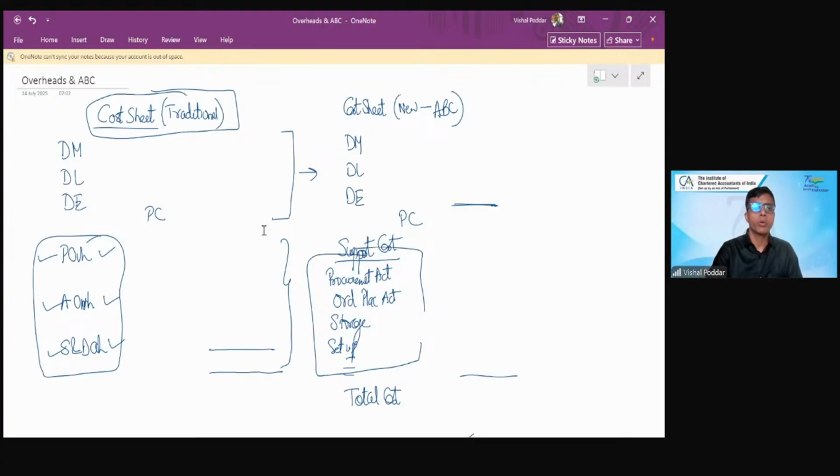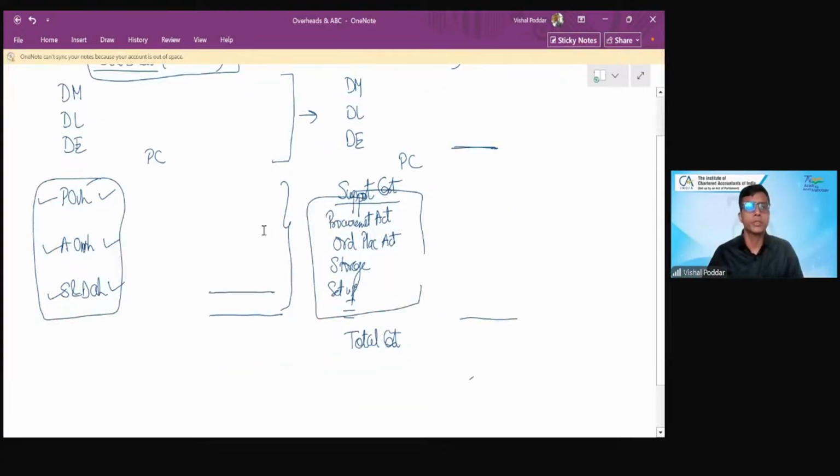Now, for both cases, whether you are traditional or whether you are ABC, for charging these overheads, you have to find out the overhead charging rate, ORR. And here also you have to find out overhead charging rate, which is called as the activity cost driver rate. Correct? So only terminologies are changing. The conceptual part, the ideology part is same.